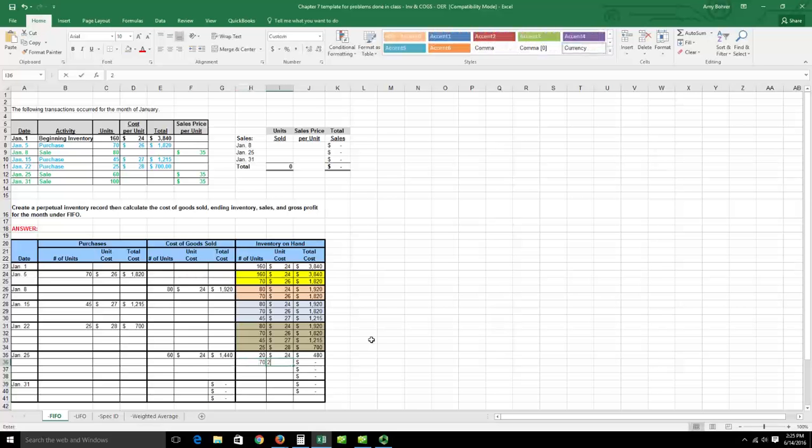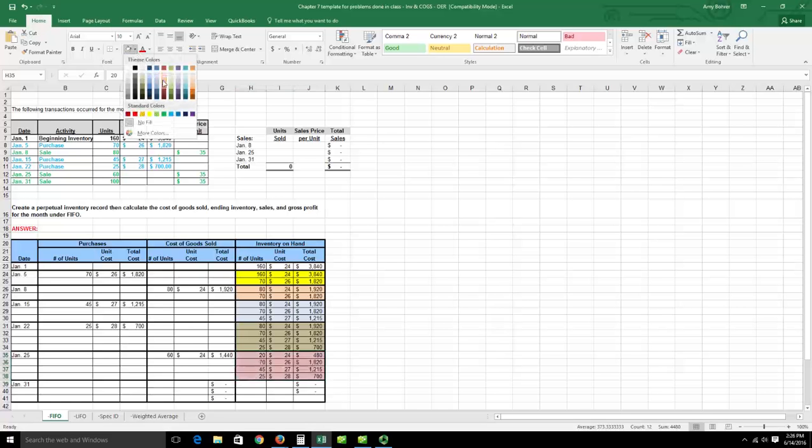I've got 70 at the 26 left. I've got 45 at the 27 left and 25 at $28 apiece left. So now after that sale of those 60 units, let me see if I can get a different color here. This light pink color, this is what I have left in my inventory after this sale of these 60 units.